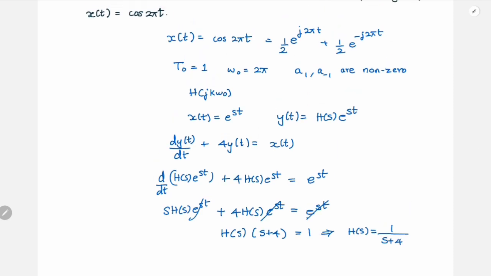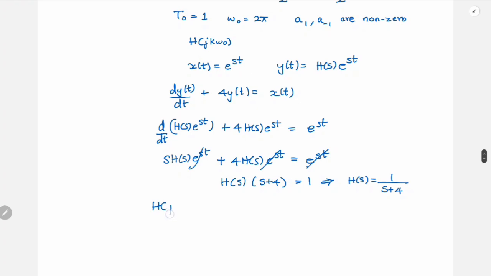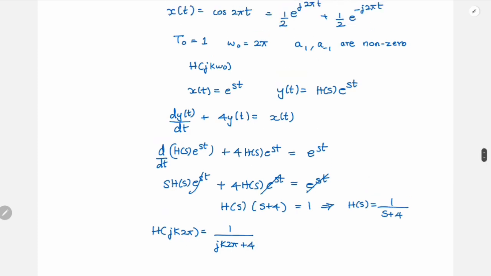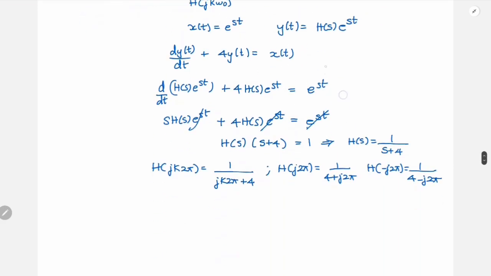Now, we need to find h of jk omega naught, and omega naught is 2 pi. So this is nothing but 1 by jk 2 pi plus 4. In specific, we want k equal to 1 and k equal to minus 1. So h of j 2 pi is equal to 1 by 4 plus j 2 pi, and h of minus j 2 pi is equal to 1 by 4 minus j 2 pi. And now we can directly find y of t.